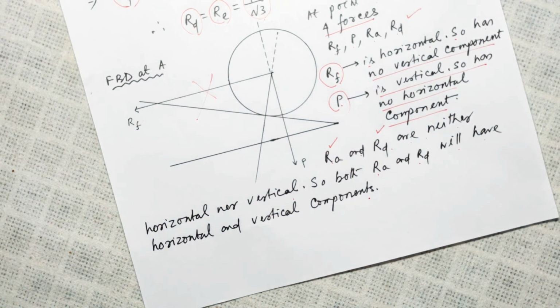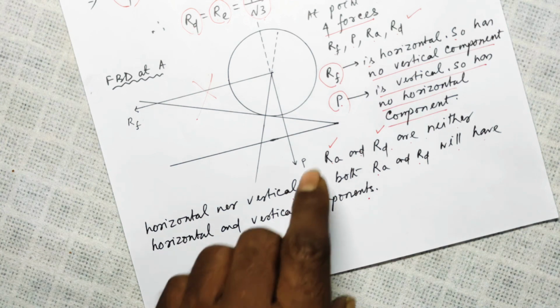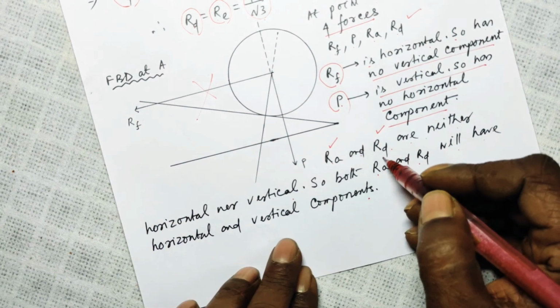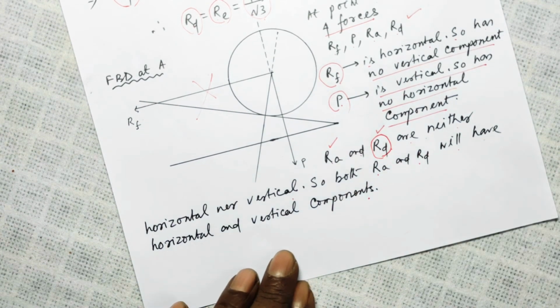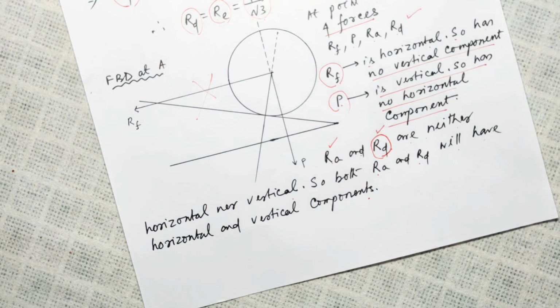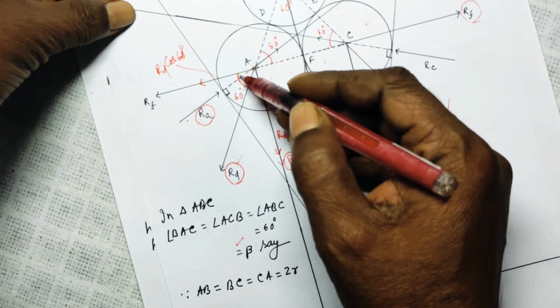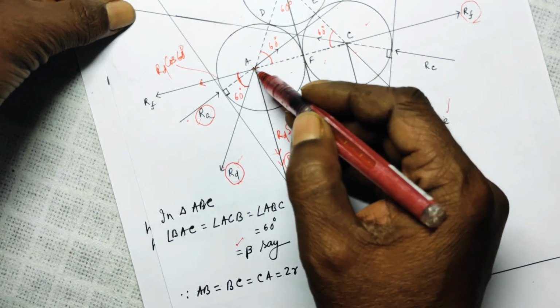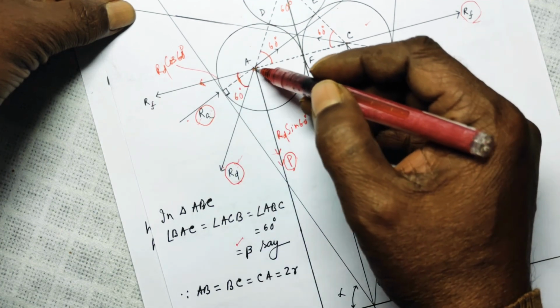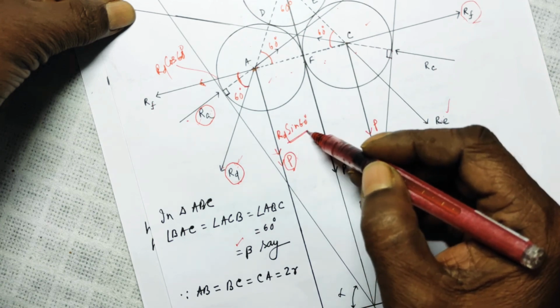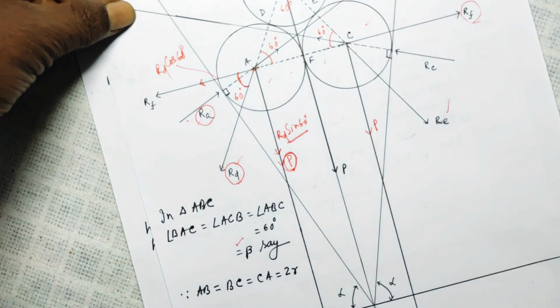Don't look at this diagram. So RD part is clear. This makes angle 60 degree. I explained to you that RD makes angle 60 degree with negative x-axis. So this is your RD cos 60 and this is your RD sin 60 in the direction of P.